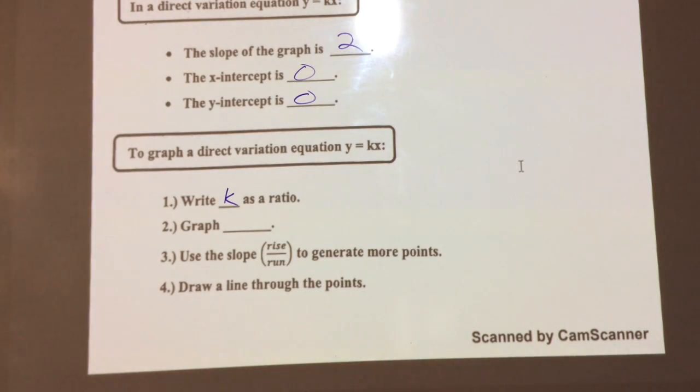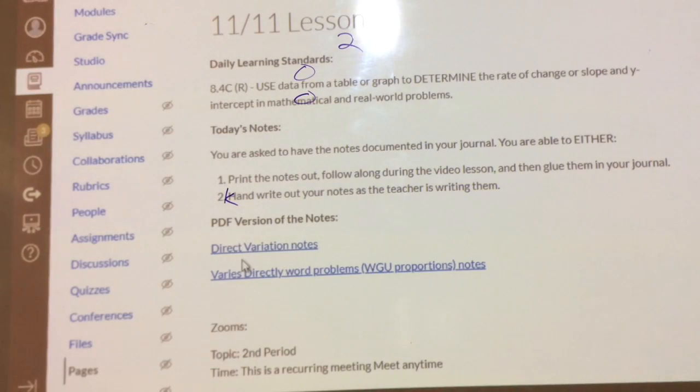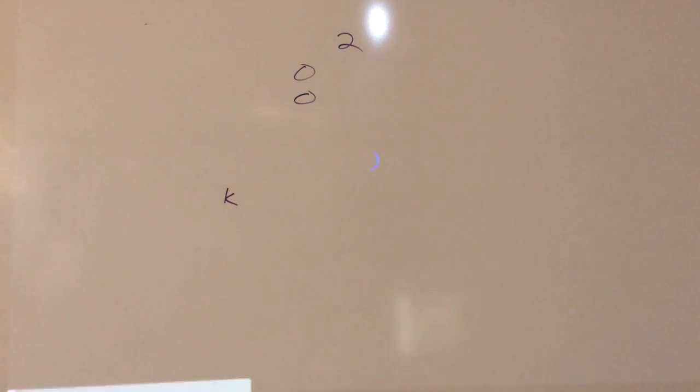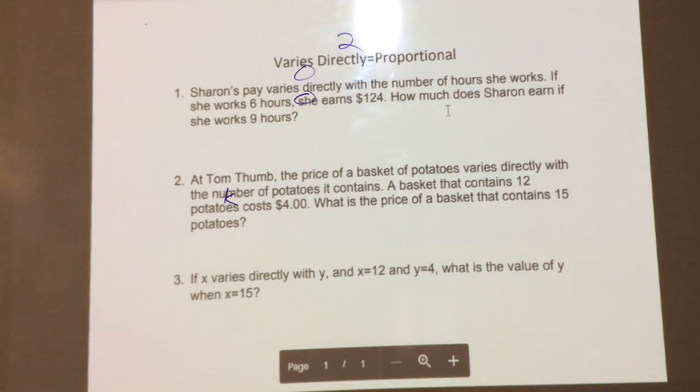Okay, I'm going to go to my next document real quick. This is where the actual problems kick in. So this is also on your Canvas page. It's just the second link if you want to pull it up. So I've got 3 problems for you.